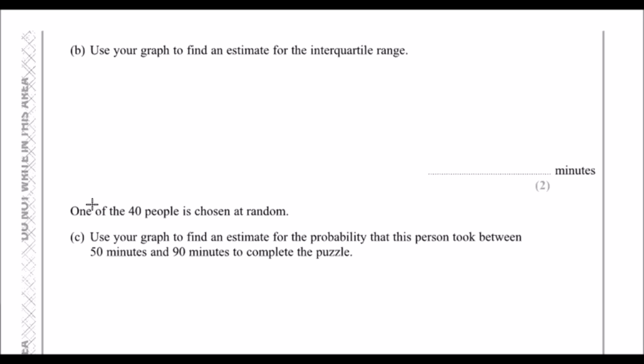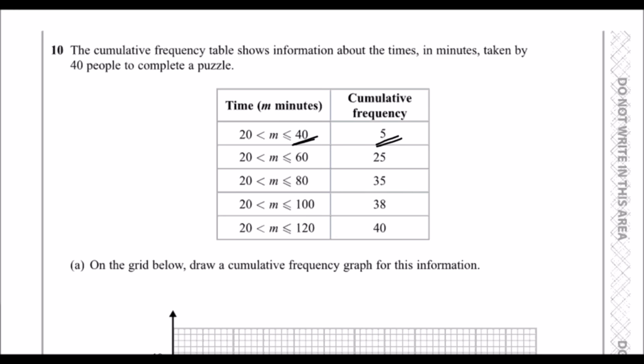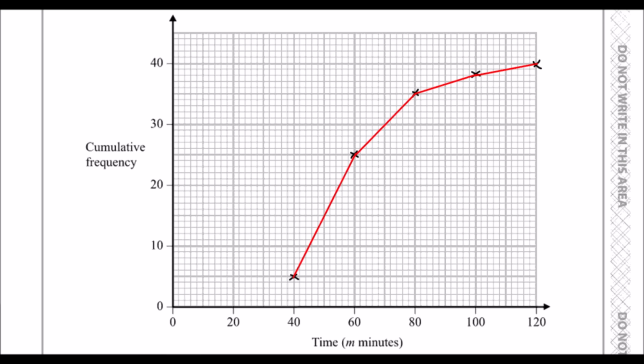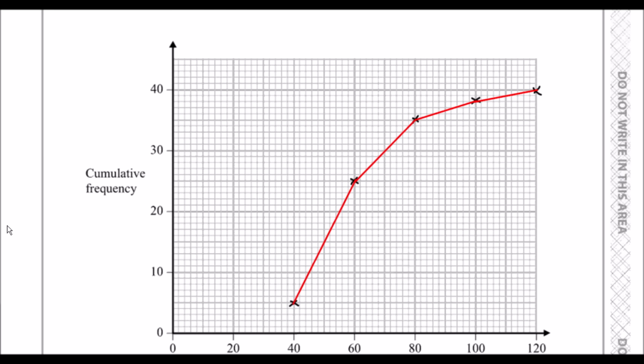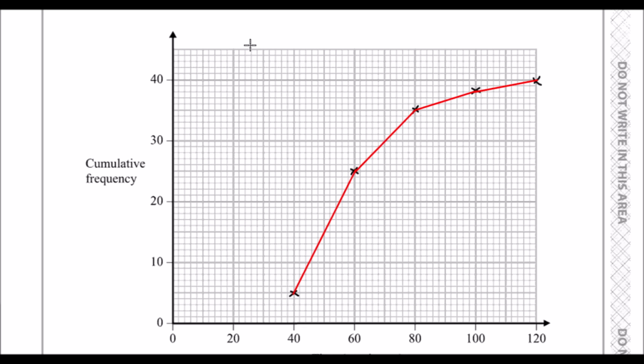Part B, use your graph to find an estimate for the interquartile range. So we have 40 people. So a quarter of them, the lower quartile, will be from 10. So we'll go from 10 to our graph and down.